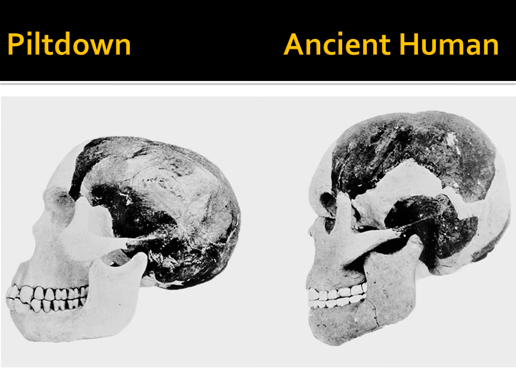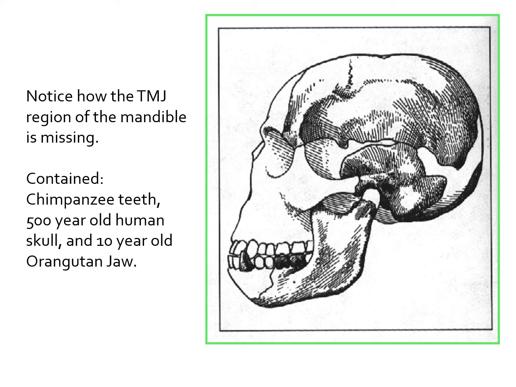So what we're looking at here is somebody who took an orangutan jaw and tried to place it on an old human skull. So in essence, if you look at the TMJ, or the temporomandibular joint region, it's missing, and that's because that region never matched up. If you were to actually reconstruct that region and place it on there in its correct orientation, the jaw would not match up with the rest of the skull.